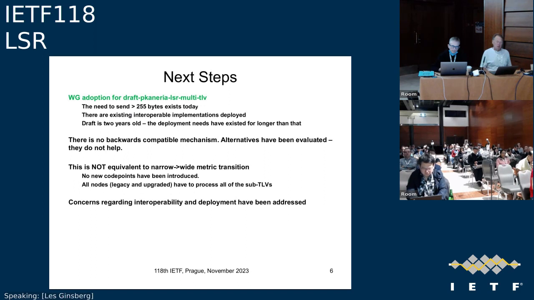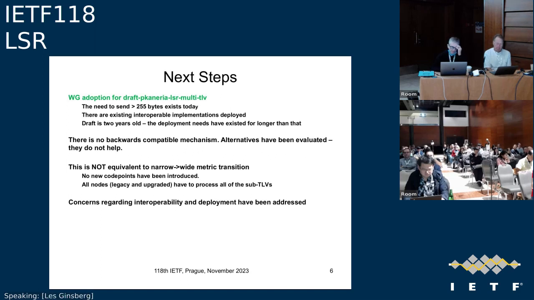So at this point, we think the draft is ready to be adopted. The need for it exists today. There are already existing interoperable implementations that have been deployed. The draft is already just about 2 years old. The deployment needs that drove the creation of the draft have existed for even longer than that. There's been a lot of discussion on and off the list about, can we not do this in a backwards compatible way? The answer to that is no. There is no way to do this in a backwards compatible way.